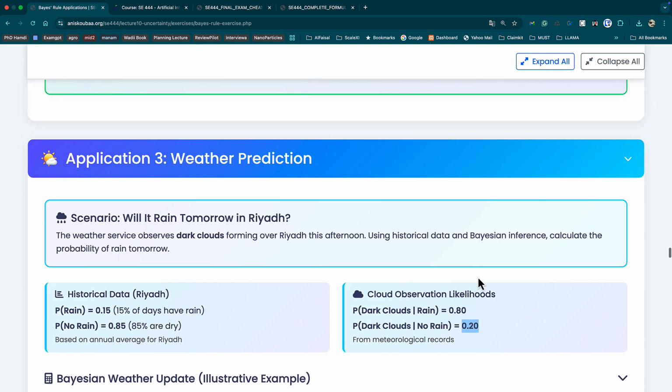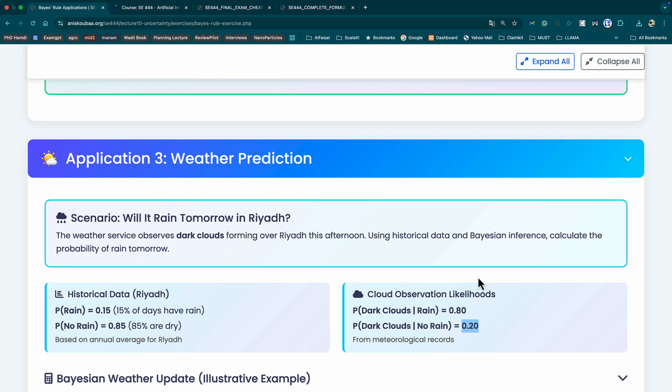So, what is our evidence? Evidence is the likelihood. What is the evidence here? Dark cloud. What is the posterior? Rain tomorrow. So what will we calculate? The probability of rain, given that today we have cloud. This has to be clear in mind. Then we go to the computation.